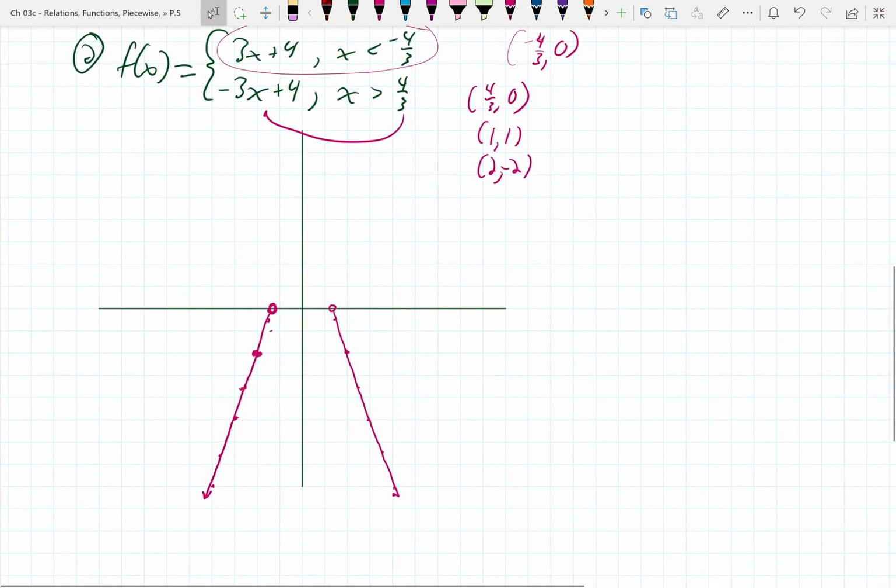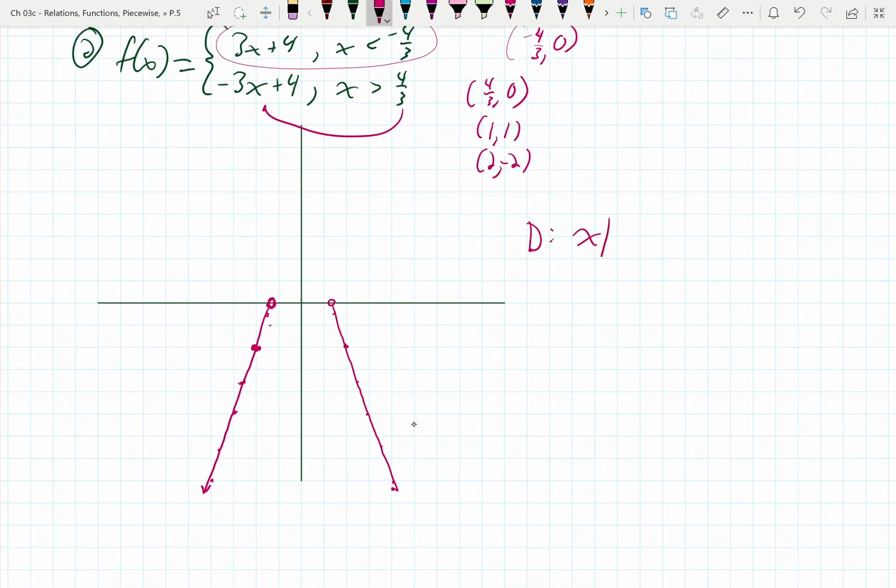If I want to describe its domain, it's all x such that x is less than negative 4/3, or x is greater than 4/3. And its range, if I just look at the y values, all y such that y is less than 0.